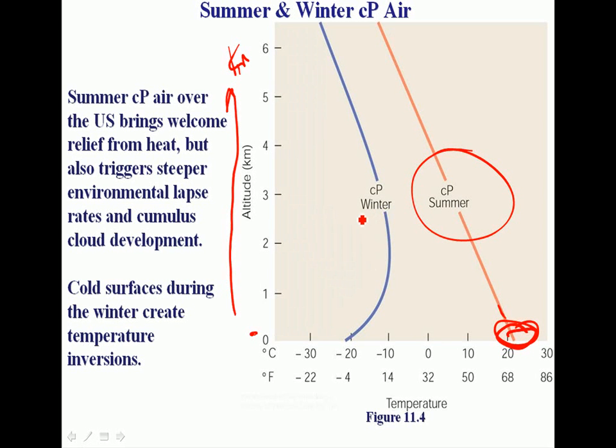Now, typically, we will see continental polar air coming in from Canada during the wintertime, where we'll see very cold surface temperatures, and right above the surface, temperatures begin to rise and begin to cool again as we go up.